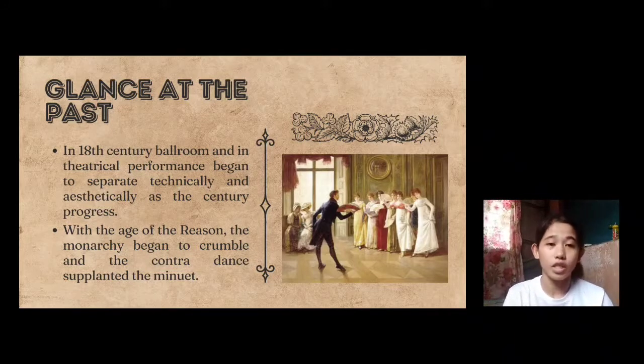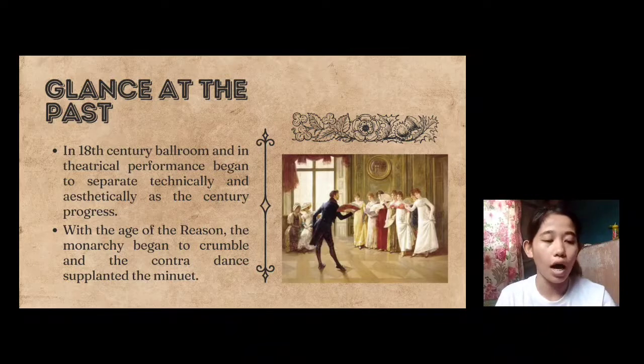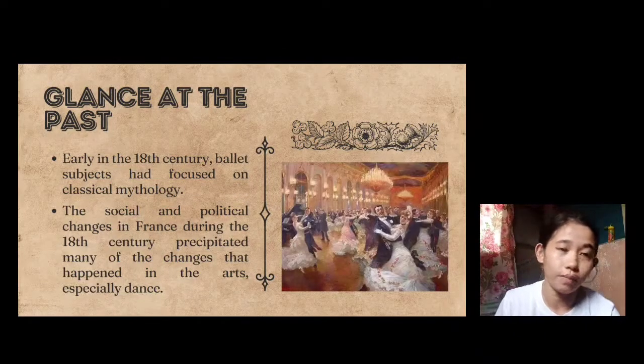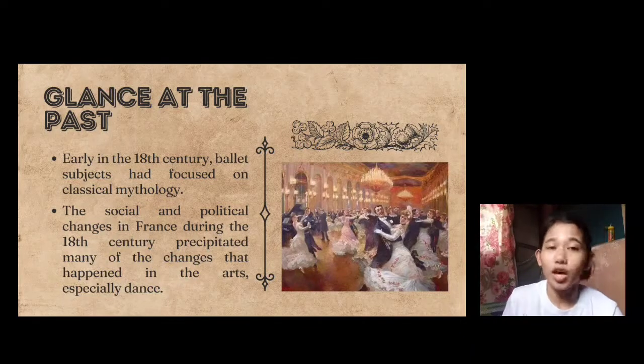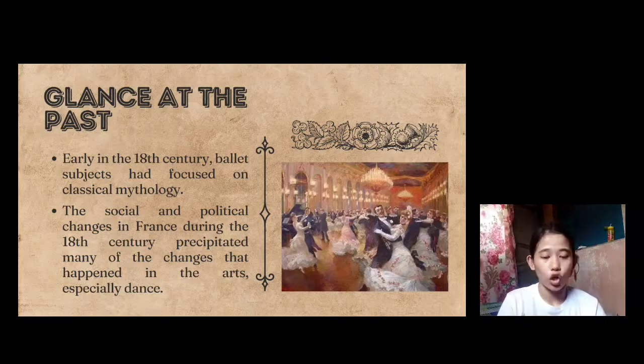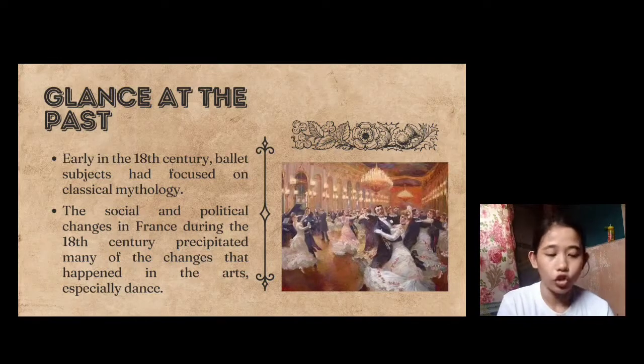With the age of Reason, the monarchy began to crumble and the contradance supplanted the minuet. So sa age of Reason ang monarchy nagbegan to crumble na kag ang contradance amo na siya ang nagbulos sa minuet. The French Revolution during 1789 to 1799 created a turning point for France and for ballet. During the early 18th century, ballet subjects had focused on classical mythology. The French Revolution is the first major social revolution in modern history.